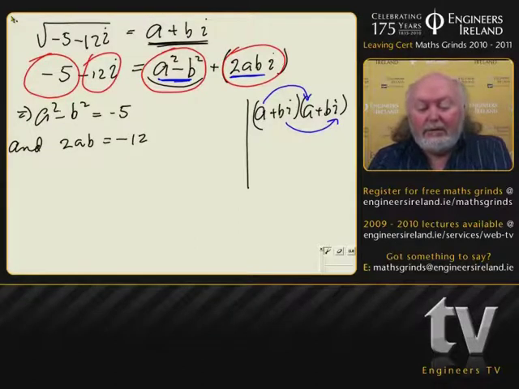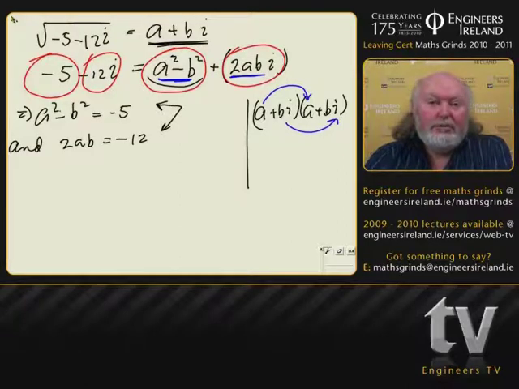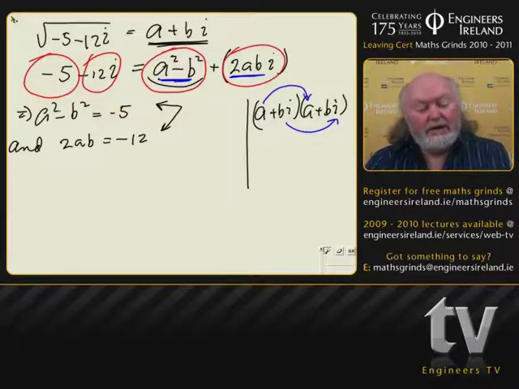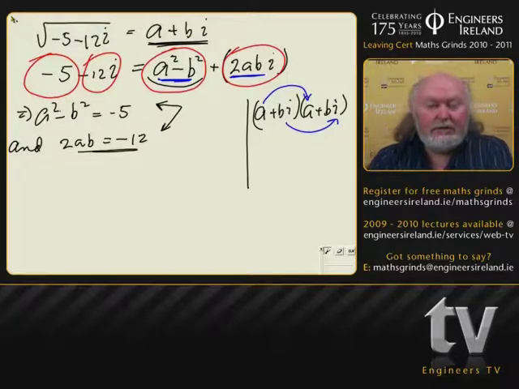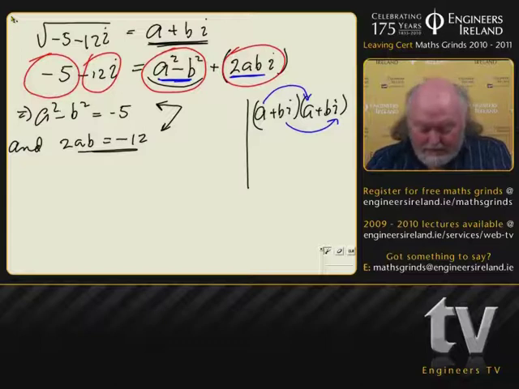Like in so many problems that we get, not just in Leaving Cert maths, but right through, you'll often finish up with two simultaneous equations, and once you get that far, it's easy. In this case here, we'll use the second one to find an expression for a or b, and we'll substitute it up into the top one. Okay?